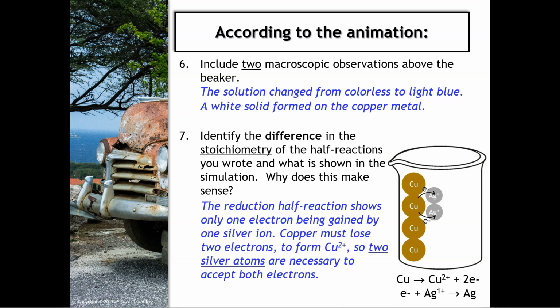So the reduction half reaction shows only one electron being gained by the silver ion. We know that the copper must lose 2 electrons to form Cu2+, so 2 silver atoms are necessary to accept both electrons.